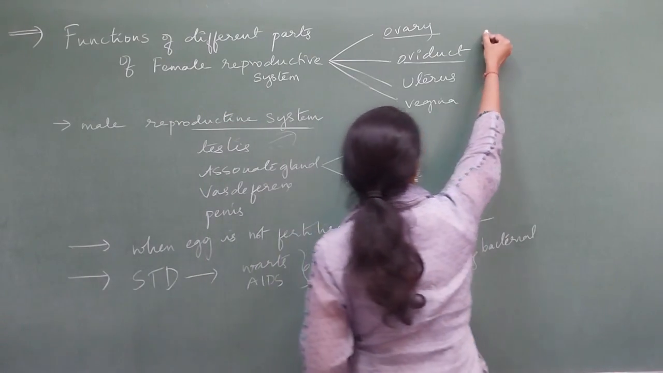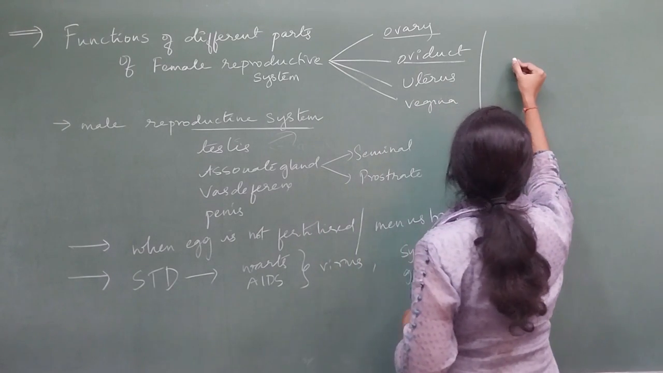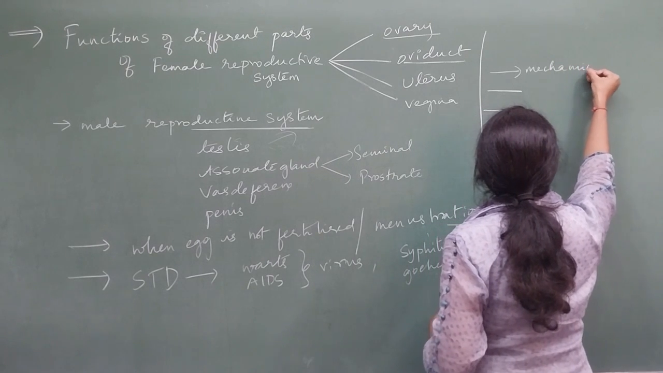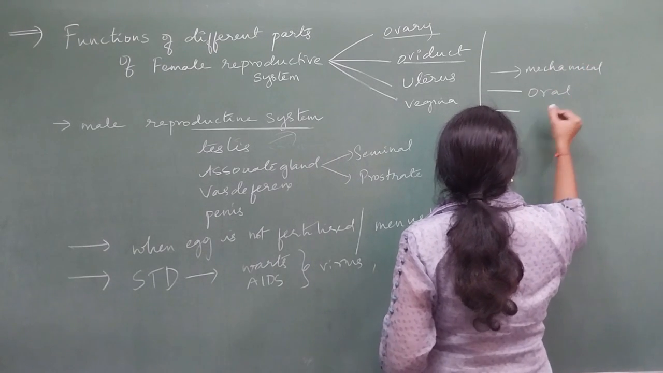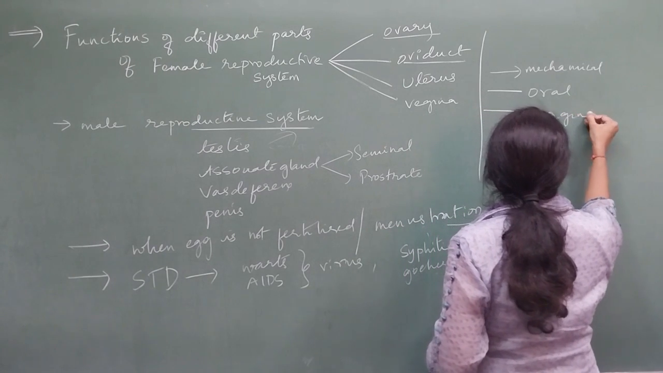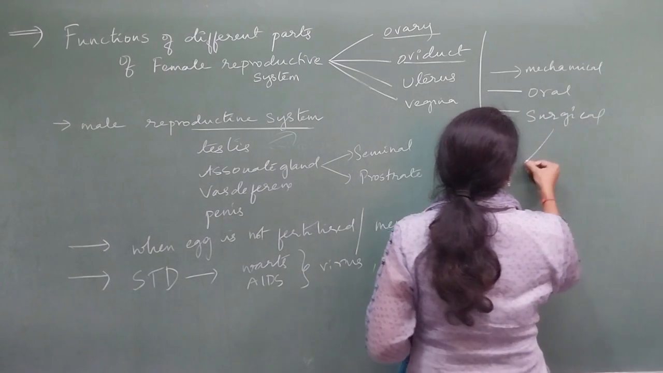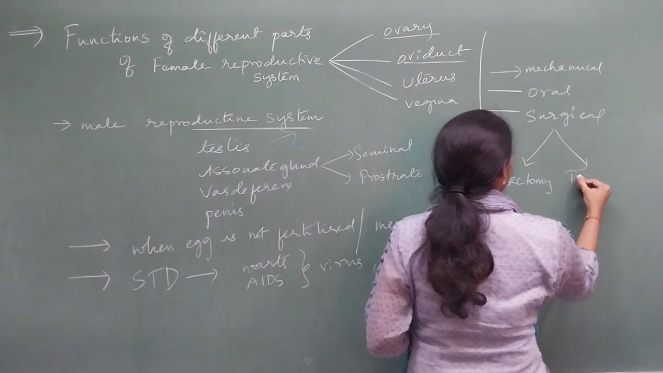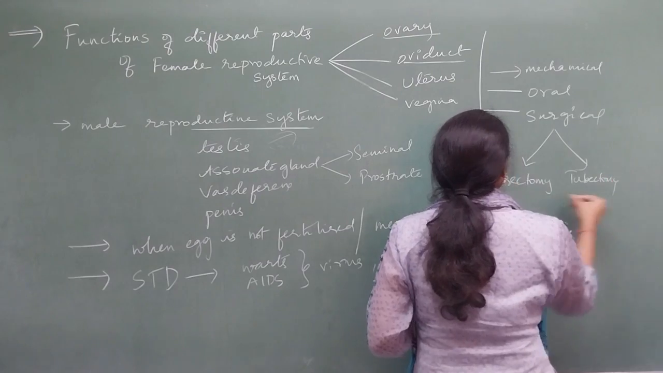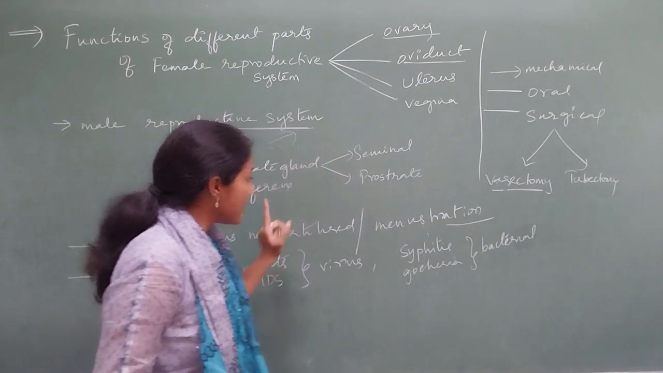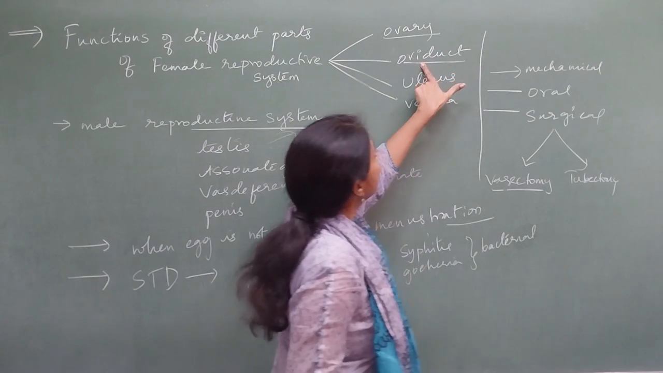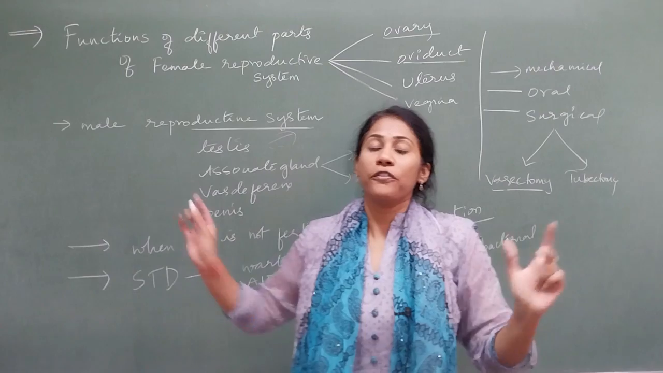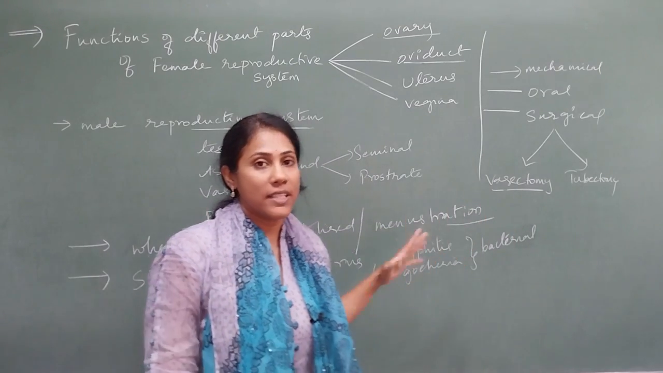And then contraception. What is contraception or family planning? What are the different ways of contraception? You have to mention mechanical methods of contraception, oral methods and surgical methods. In case of surgical methods, remember the difference between vasectomy and tubectomy. Vasectomy is cutting and tying of the vas deferens. Tubectomy is cutting and tying of the oviduct or fallopian tube. This is also one of the important concepts from the chapter where you have to concentrate.